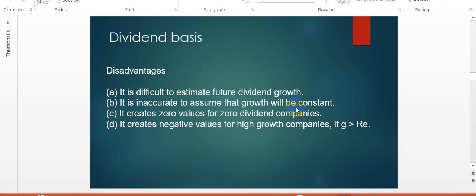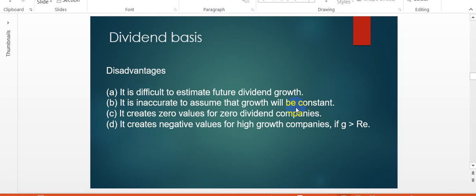The disadvantages of the dividend basis is that it is difficult to estimate future dividend growth. Second is that it is inaccurate to assume that growth will be constant. While you are using a series of dividends over a period of time, the assumption all the time is that g is constant, so you only have one g.